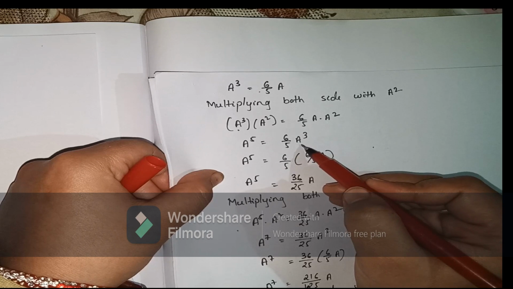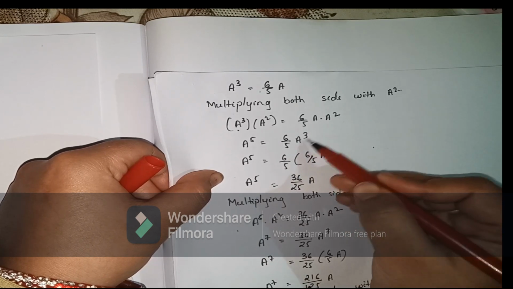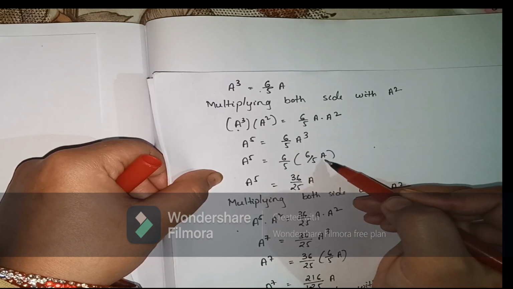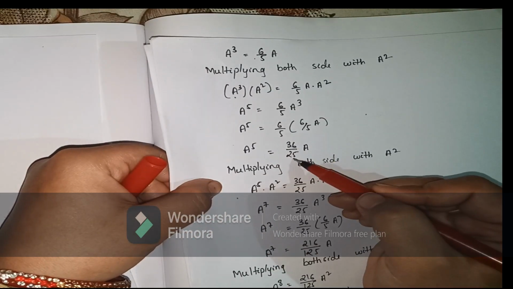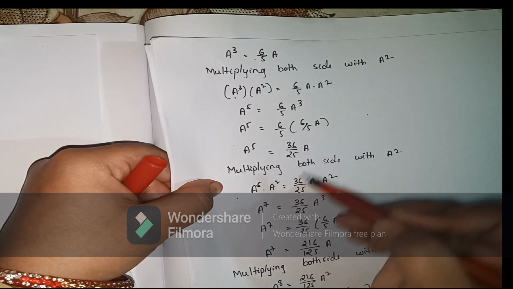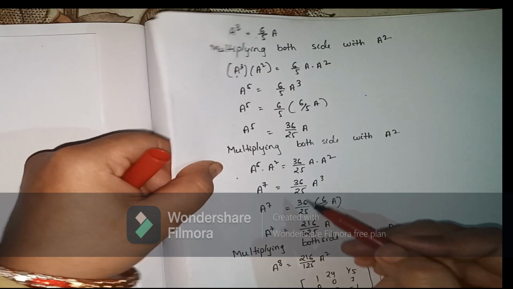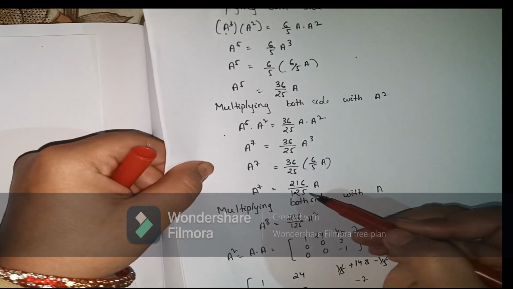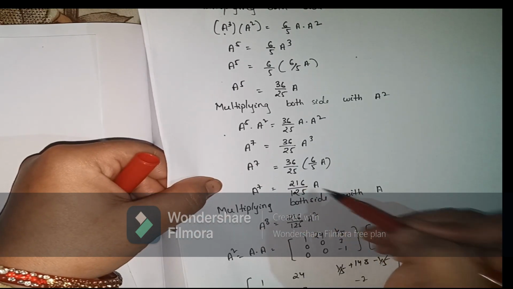So look, at a time I got A cube. Now I can replace the A cube with 6 by 5A. Now it became 36 by 25A. Again I need a cube here, so I just multiplied A square on both sides, so that I got A to the power 7 is equal to 216 by 125A.